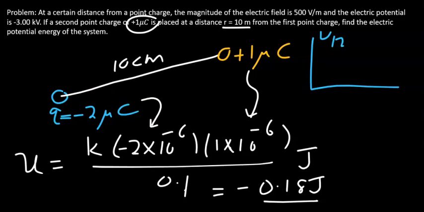We emphasize that we have used the following equation. The potential energy of a point charge 1 and point charge 2 is given by K, the product of the strength of the two charges, over the distance between the two charges.